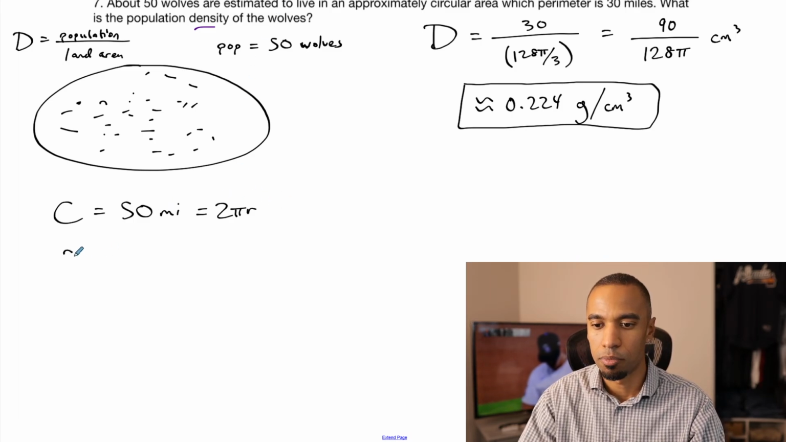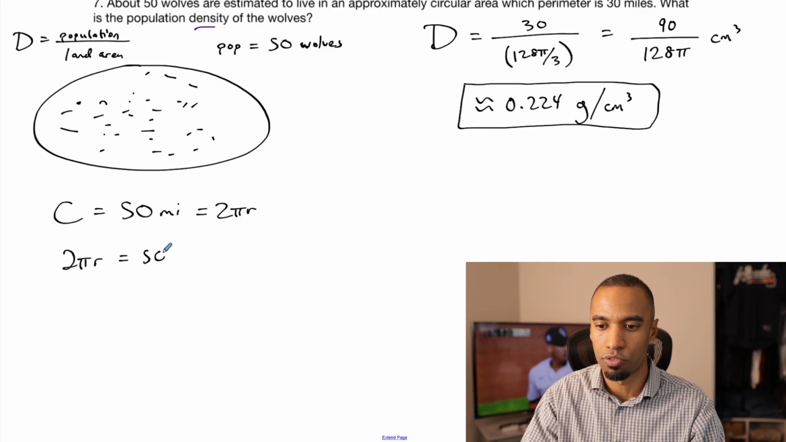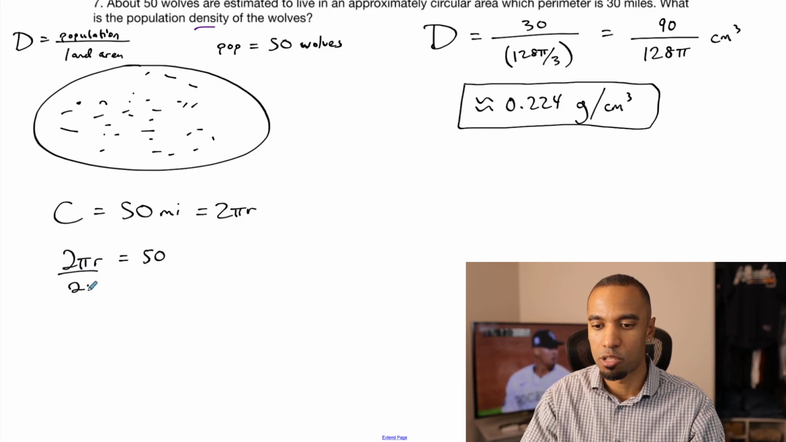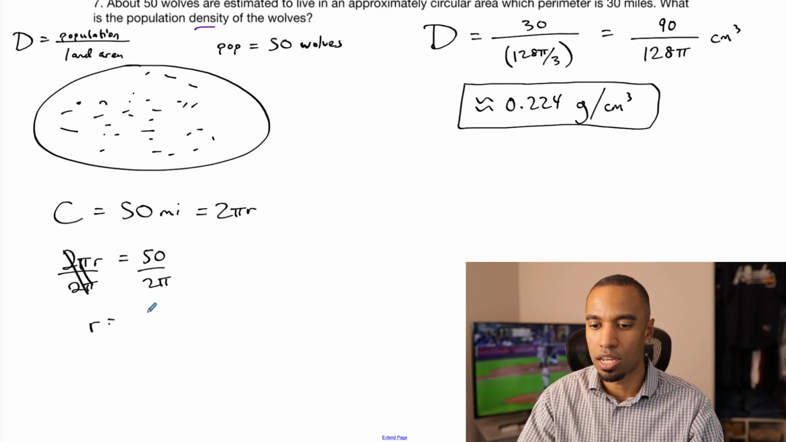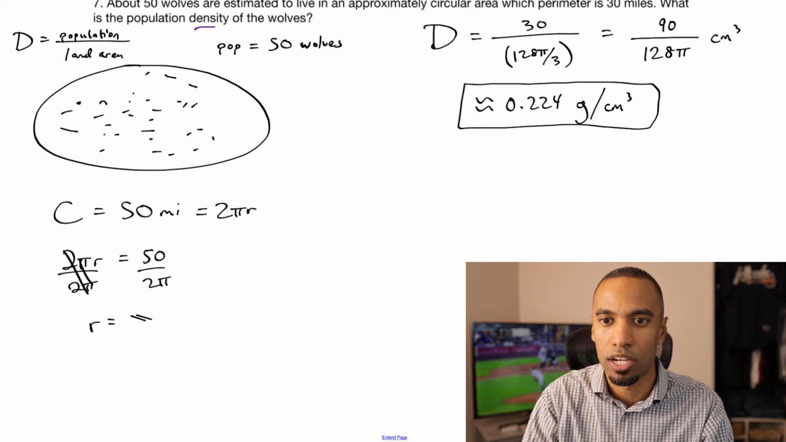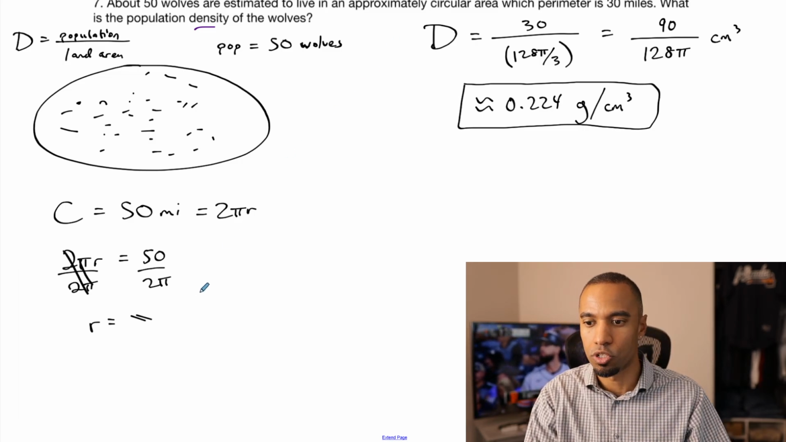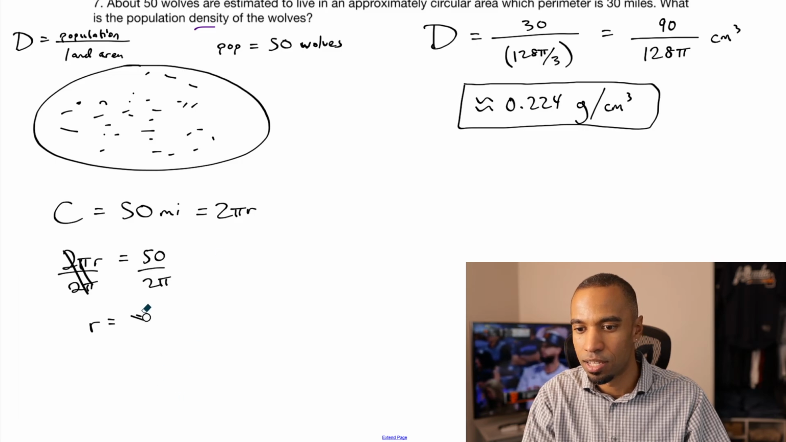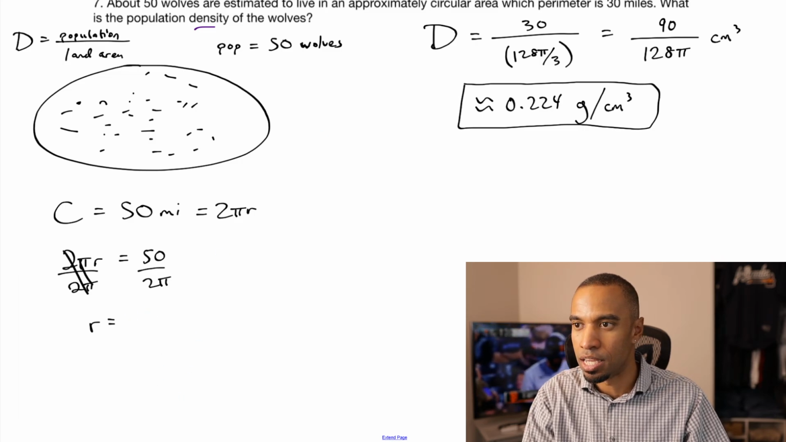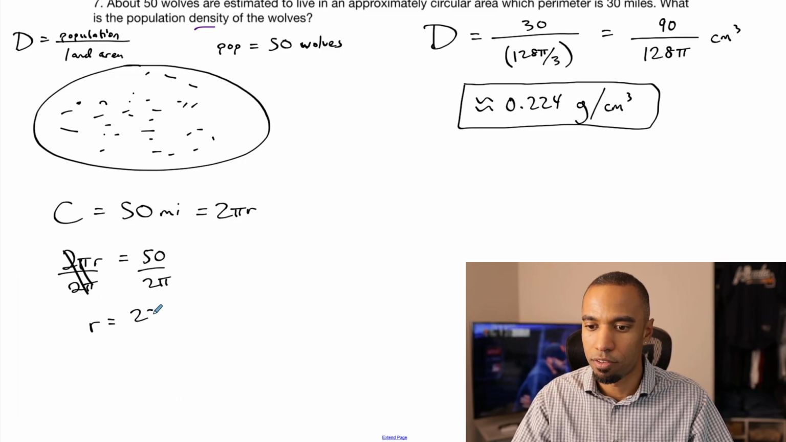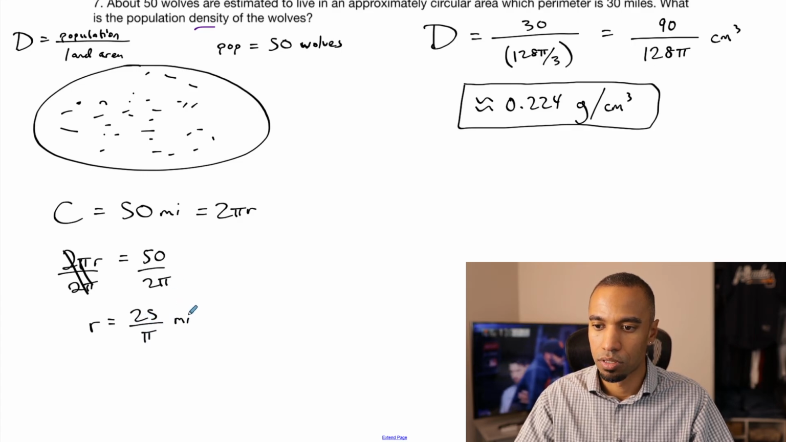So let me do that again. 2 pi r equals 30. I'm going to divide both sides by 2 pi here. And I'm going to get r equals 15 over pi. Oh, this thing just crashed on me right at the end here. Come on. 30 over 2 is 15. The pi stays on the bottom. So 15 over pi miles.